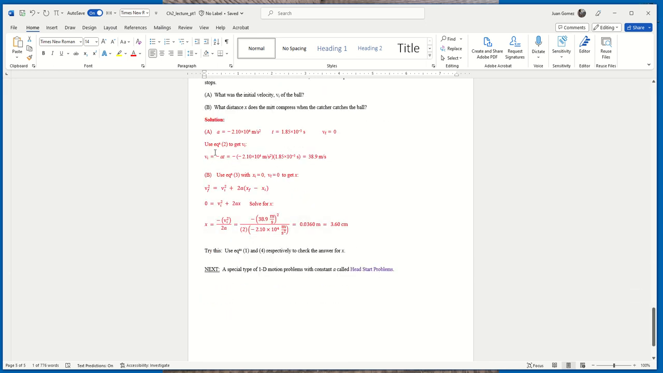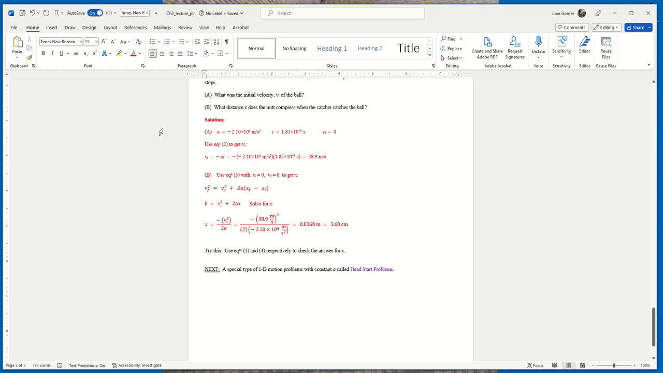Now this minus sign is simply a result of the algebra, but A itself is negative, so you don't get confused over the minus signs. VI is minus AT, and A itself is negative, so you get two minuses, which become positive. Remember, the time is in milliseconds, 10 to the minus 3rd. You get 38.9 meters per second.